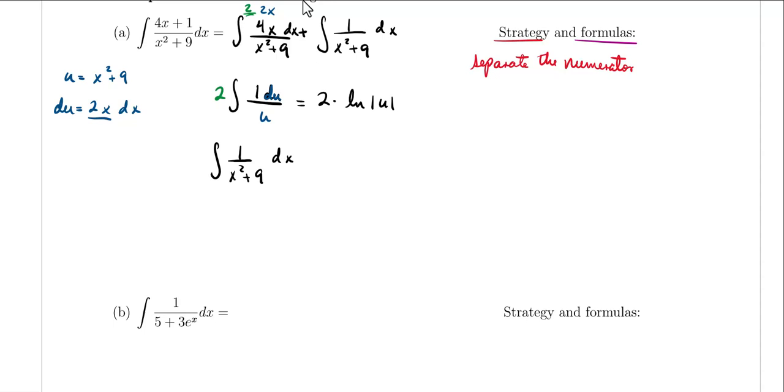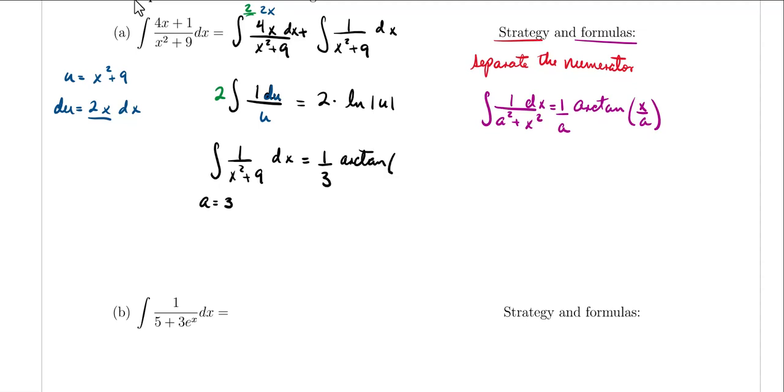Now I'm just going to write it here for the formulas. If we had the integral of 1 dx all over a squared plus x squared, then this is going to give us the arctan multiplied here by a 1 over a. So 1 over a times the arctan of x over a. Okay, so then let's see if we can identify the a. Well, the a is 3. So we should have here a 1 over 3 times the arctan of x over 3.